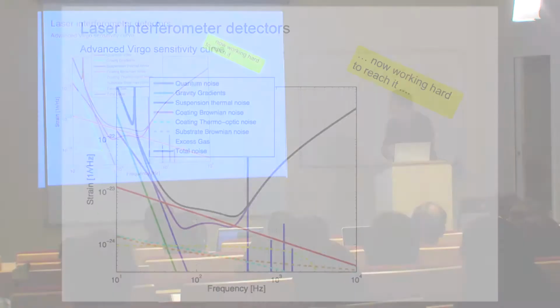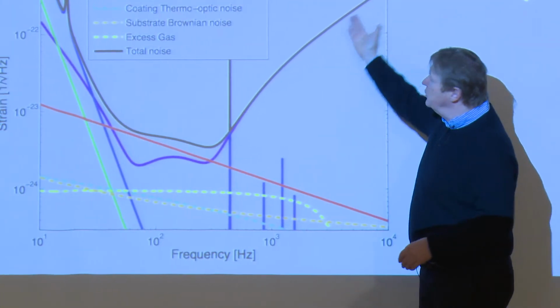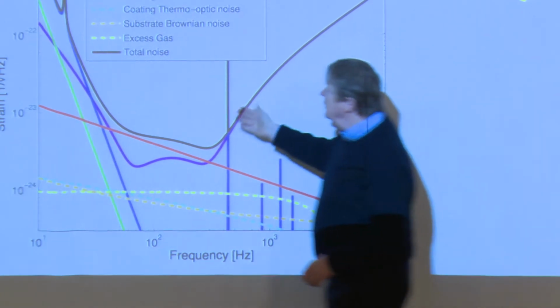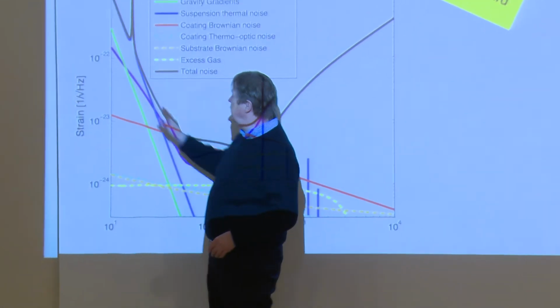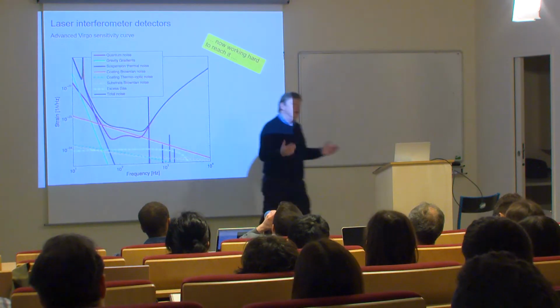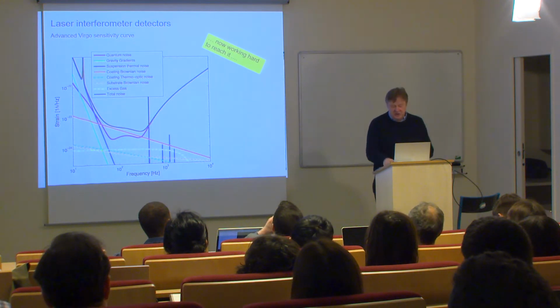So I just tried to give you an impression that if you look at the sensitivity curve of our experiment, which looks typically like that, here we're completely limited by shot noise. Here we are limited by the radiation pressure. In the center we are limited by thermal noise in the coatings. And it's a very complicated story. We need to understand all of these noise sources in detail.